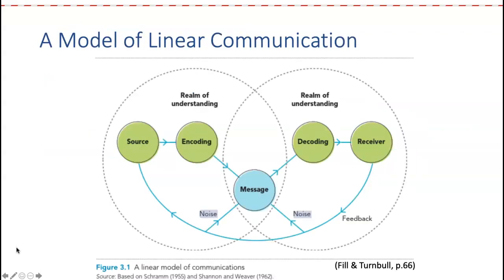So just to go back to Schramm's model, a model developed in the Phil and Turnbull textbook. I like this model because it really points out the noise aspect. It's taken the linear model and the message. You've got your realm of understanding, so what we know as the sender of the message. We've got the realm of understanding of the consumer. What do they know about the issue? What do they know about you as a brand? What do they understand about their own needs and how they can satisfy those? And then we have the message, which links us together.